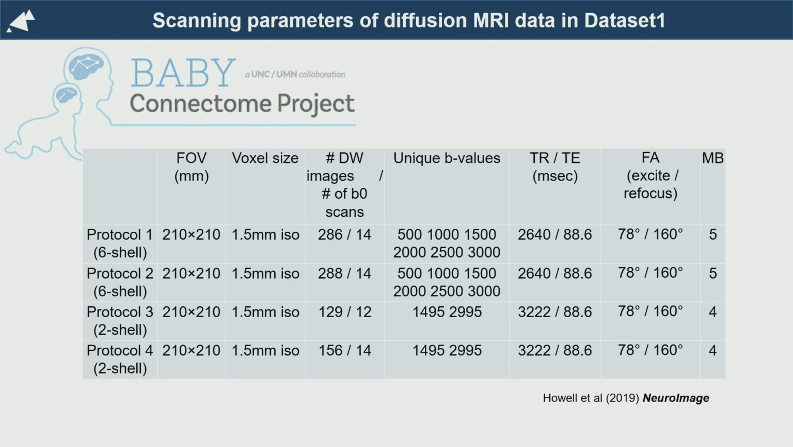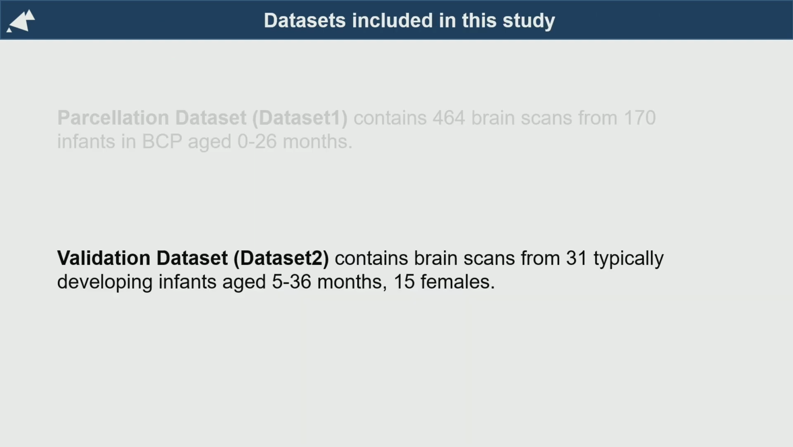And here are the scanning parameters of the DMRI data in dataset 1. We also perform some validation and analysis across different existing atlases. So we include independent dataset 2, which contains data from 31 typically developing infants.